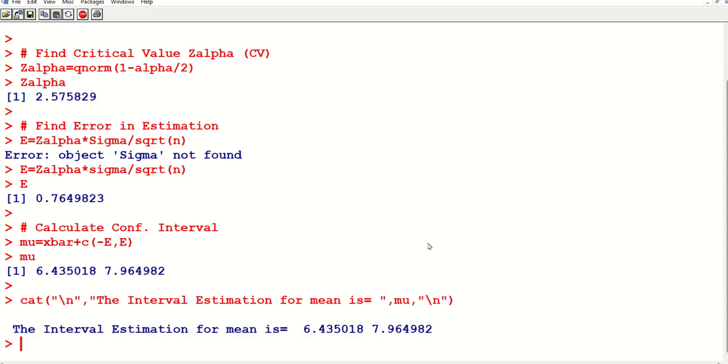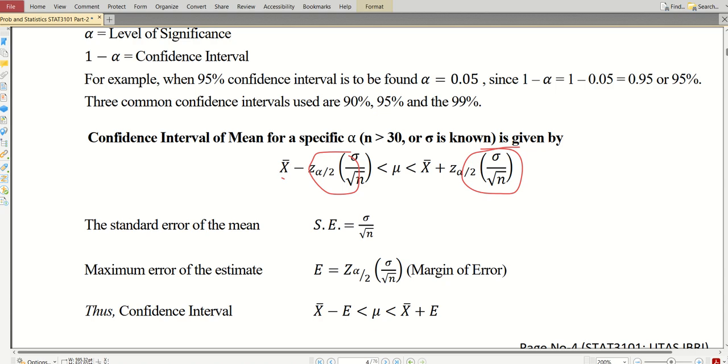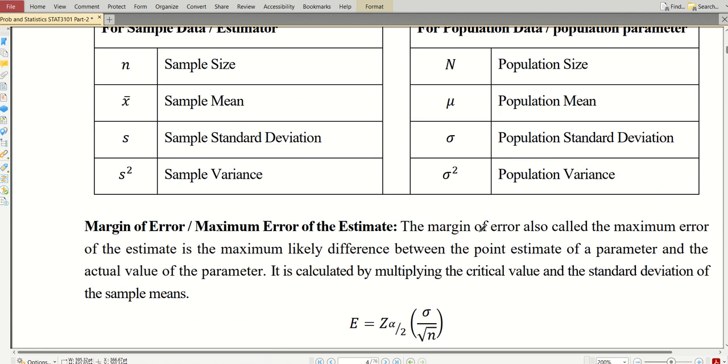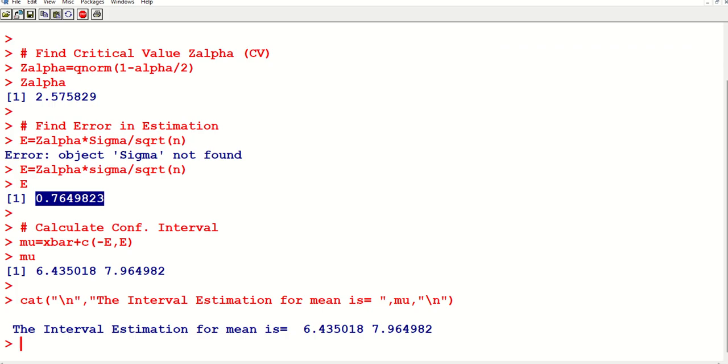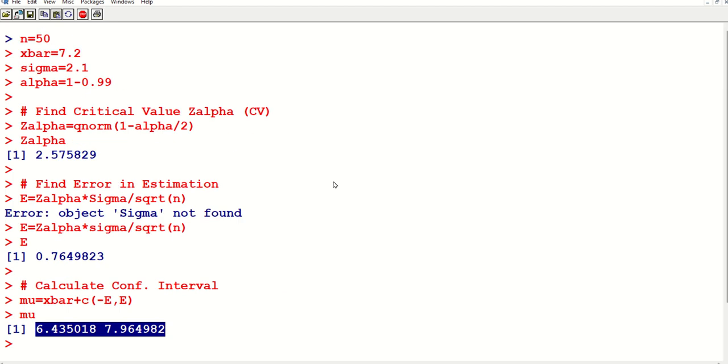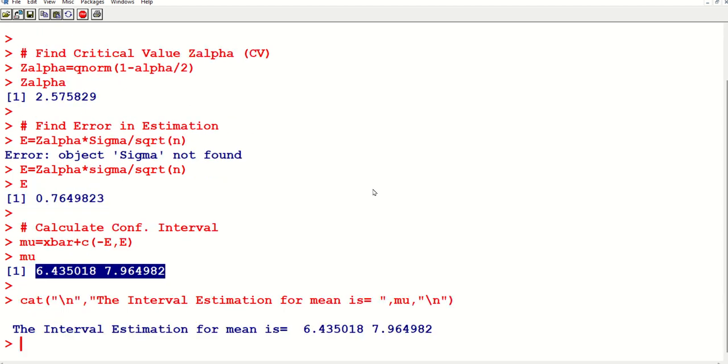So my dear friends, there are three things in this question. The first thing is to calculate the critical value. The second thing is the maximum error, or you can call it the margin of error. And the third thing is getting the interval estimation. Okay, these are the three things we are calculating in the question here.